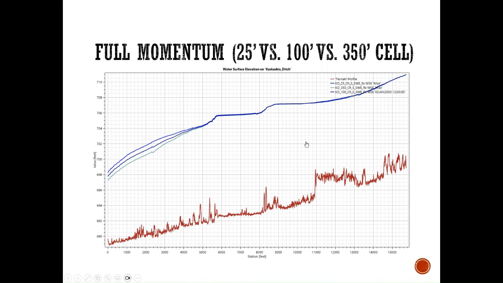So here we're contrasting the full momentum equations using the 25-foot, 100-foot, and 350-foot cell size with all the break lines applied. And what this is showing us is that outside of the downstream reach where the boundary condition is influencing things, we really get the same flow profile with all these meshes once we've enforced all of our break lines. So we're achieving pretty comparable results by enforcing break lines, even on a very low resolution 350-foot cell size mesh.